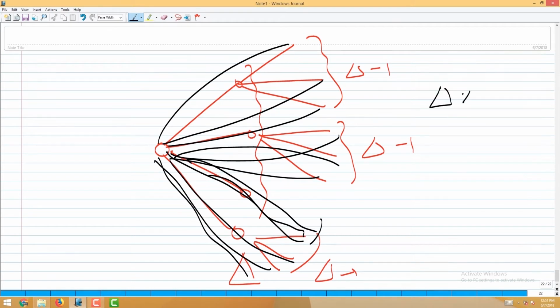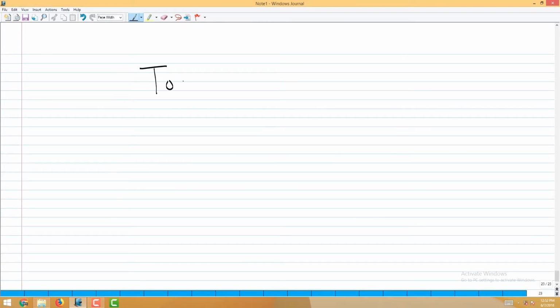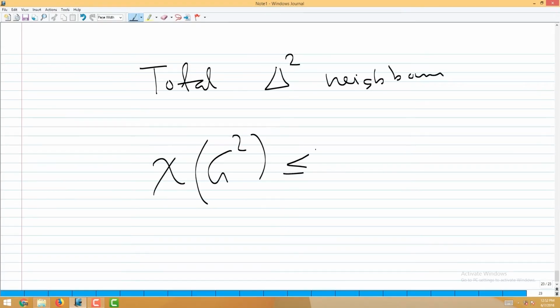So, it should be delta into delta minus 1, plus the original delta, that many neighbors. Delta square minus delta plus delta is equal to delta square. The plus delta comes from the original neighbors. So, a total of delta square neighbors can be there, which means the maximum degree can go up to delta square when you square the graph. Now, in terms of the maximum degree you can get an upper bound for the chromatic number, chi of G square, but here G square's maximum degree is delta square now. So, we can put delta square plus 1.